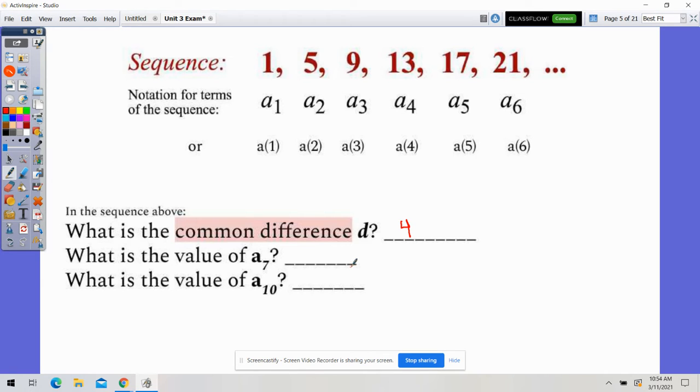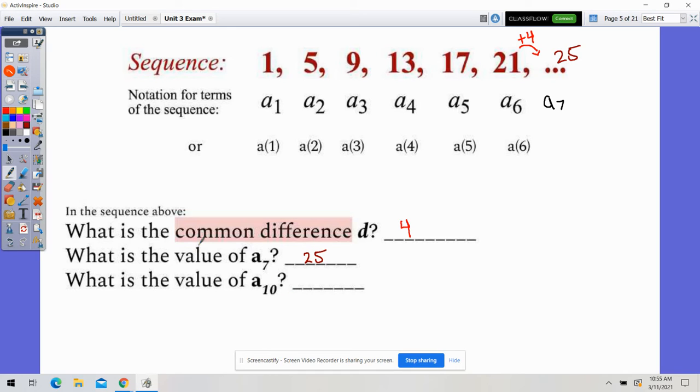What is the value of A7? So A7 means the 7th term. So if I were to continue this sequence, we have A6. In order to get A7, I would add 4 to 21. So 21 plus 4 is 25. That's the 7th number in the sequence, the 7th term.